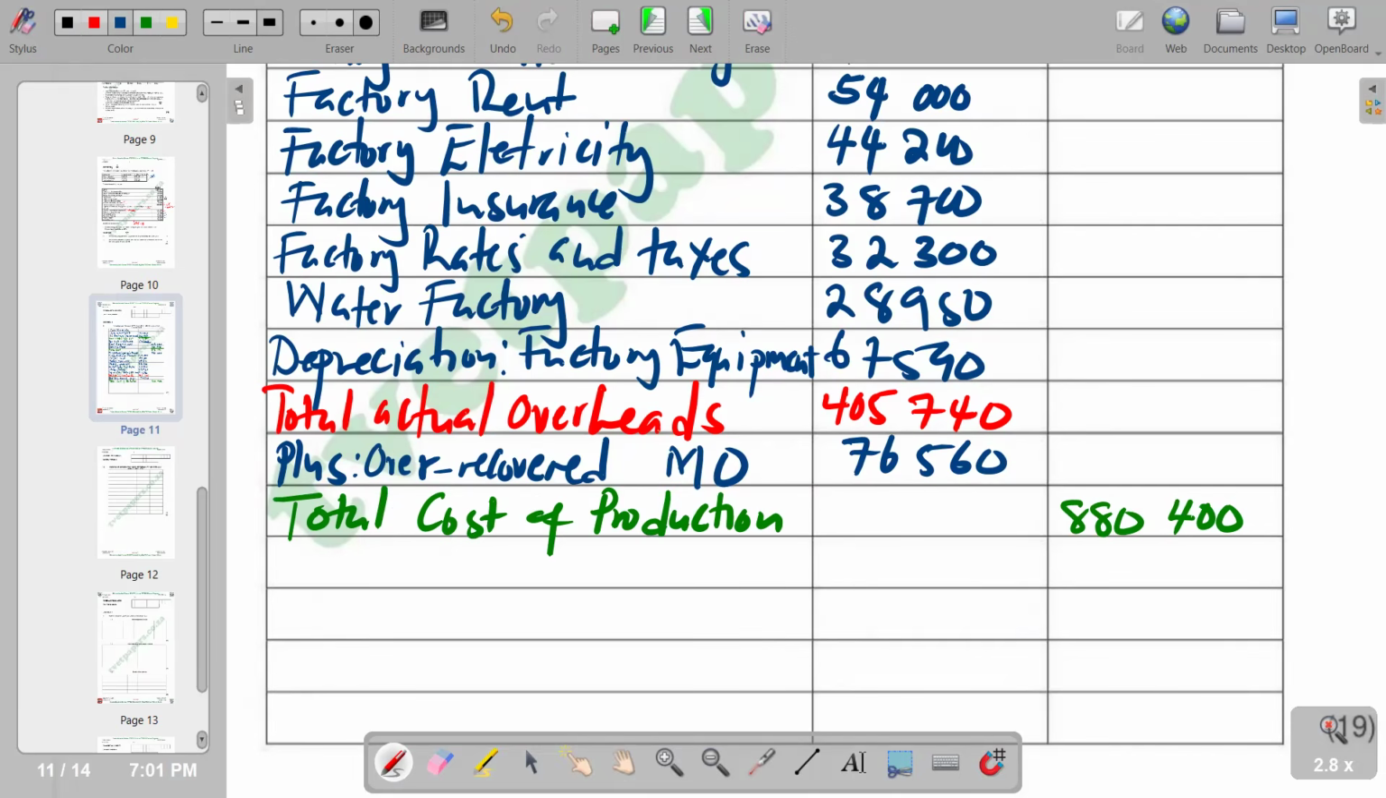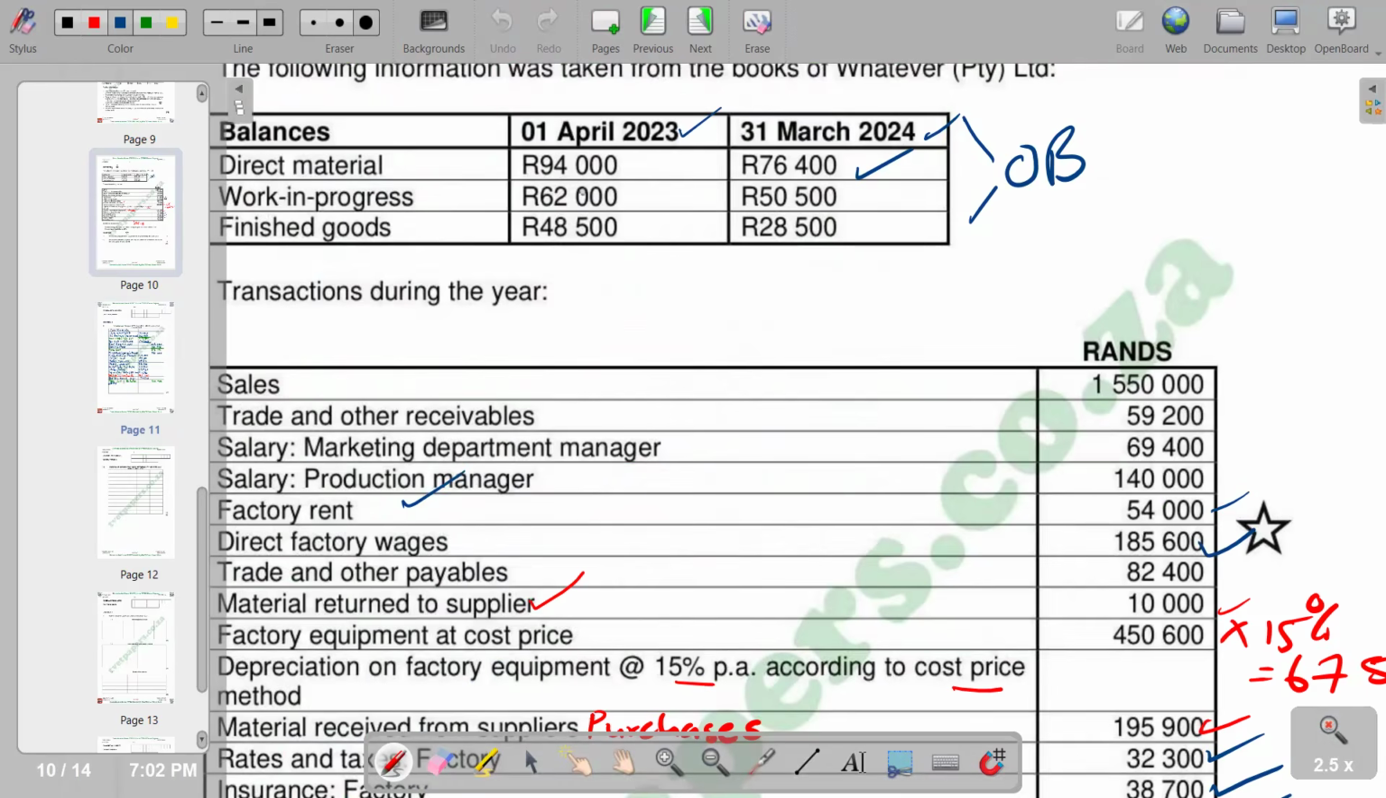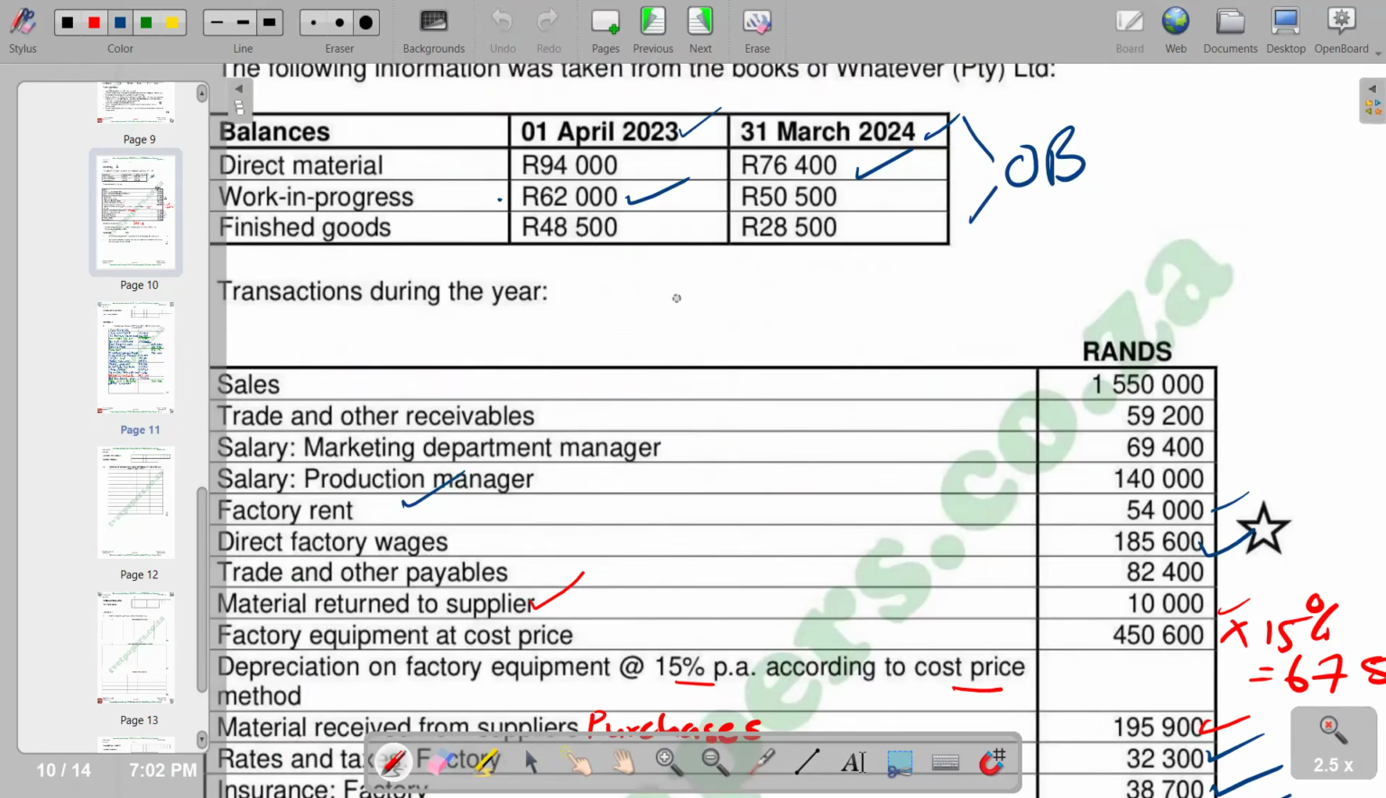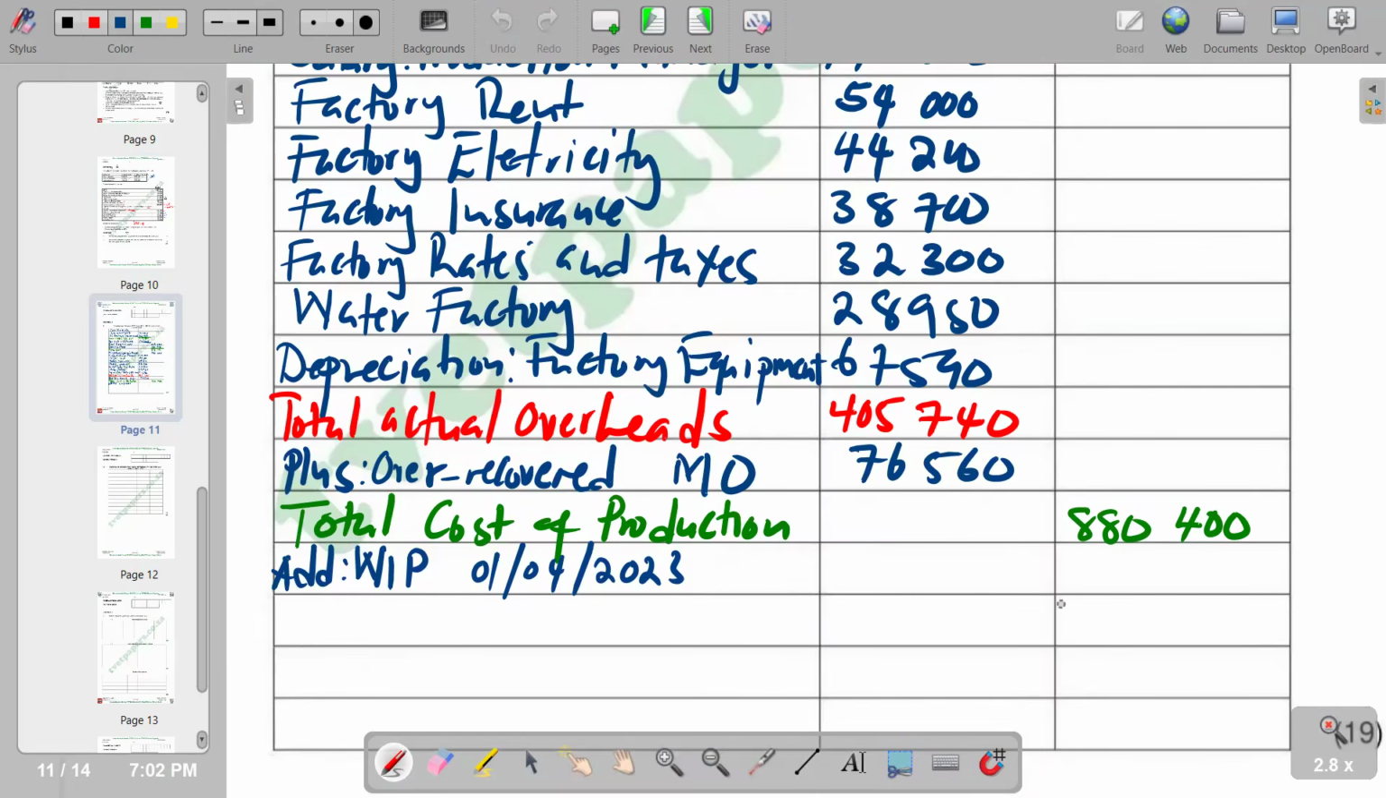So beneath that, we are supposed now to go to the addition of work in process. So we add work in process at the beginning. At the beginning, we have got a value of work in progress of 62,000, dated 01/04/23. And the figure that we have is 62,000. And then we were supposed to add that figure to our total cost of production. So we add it to total cost of production. You get 942,400.